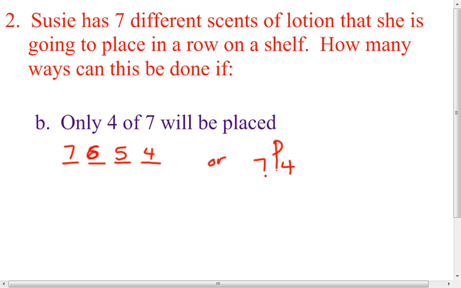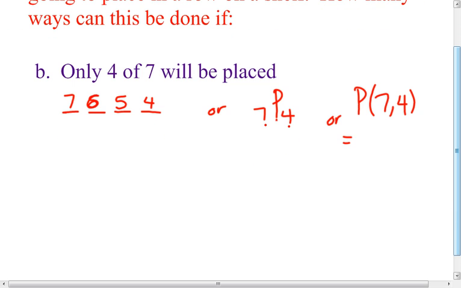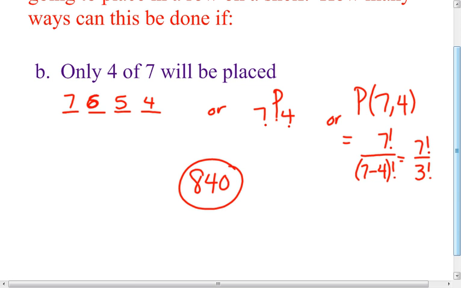7 objects, order matters, so it's a permutation. You'll choose 4 objects to place. Or you could do a permutation of 7 objects and choose 4. And if you follow our little formula, that means that you will have 7 factorial over 7 minus 4 factorial, which is 7 factorial over 3 factorial. Okay? So either way you want to do that, it does not matter. Either way you want to do that, you are going to get 840. And again, you know where your factorial buttons are on your calculator, and you know where the permutation button is, hopefully.